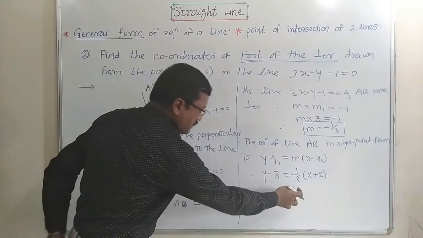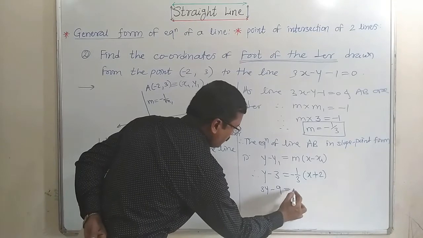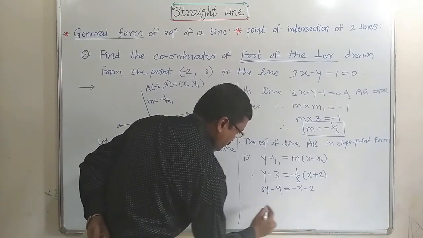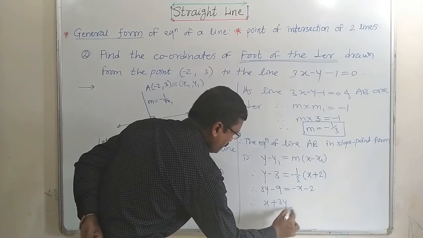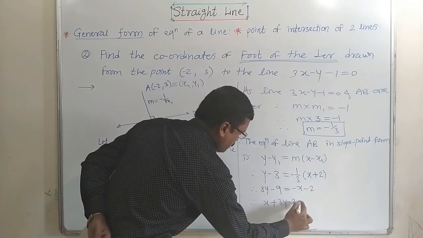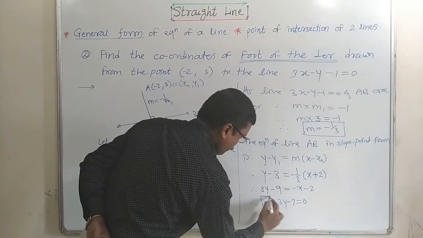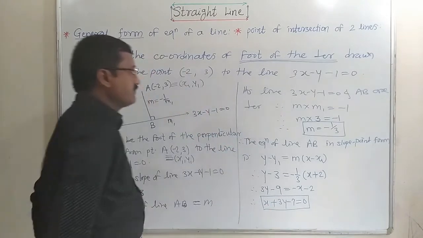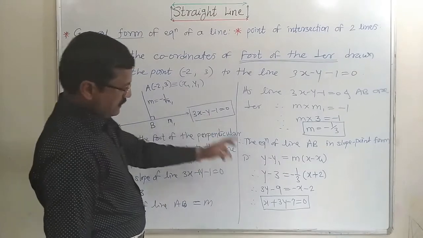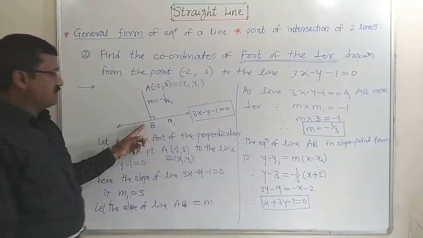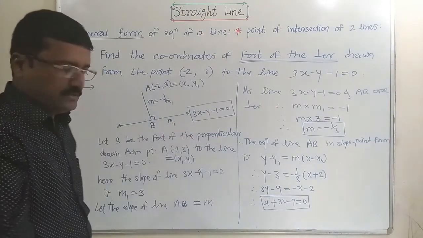I'll just simplify this, taking this 3 to the left, we get 3y minus 9 equal to minus x minus 2. Therefore we get x plus 3y minus 7 equal to 0. This will be the equation of line AB. Now this is the given line and this is line AB, and the foot of the perpendicular is nothing but the point of intersection of these two lines.